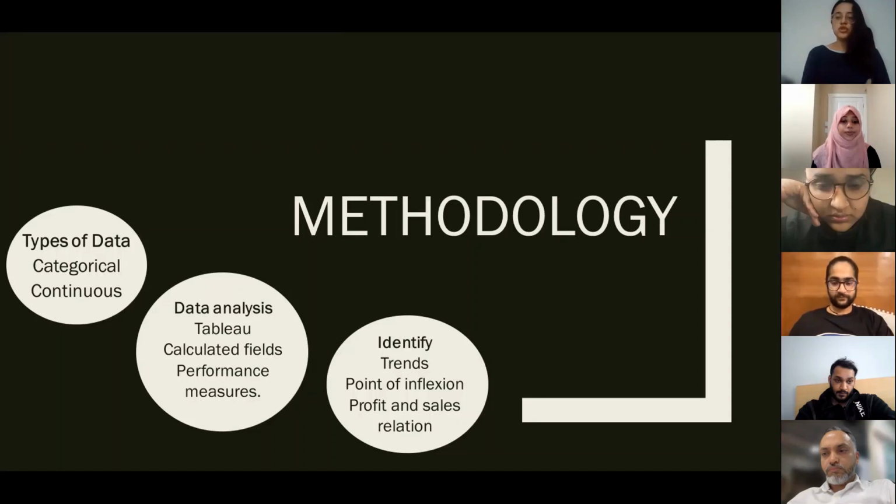During this report, we used a specific methodology. First, we used two types of data: categorical data and continuous data. In order for our analysis to work, we used some categorical data such as city, states, segments, and others. And continuous data because we had numerical values for 4 years of the sales and profit for the Superstore.